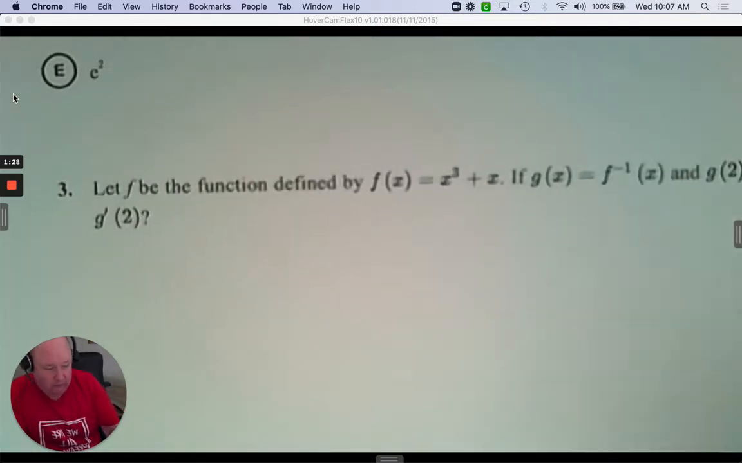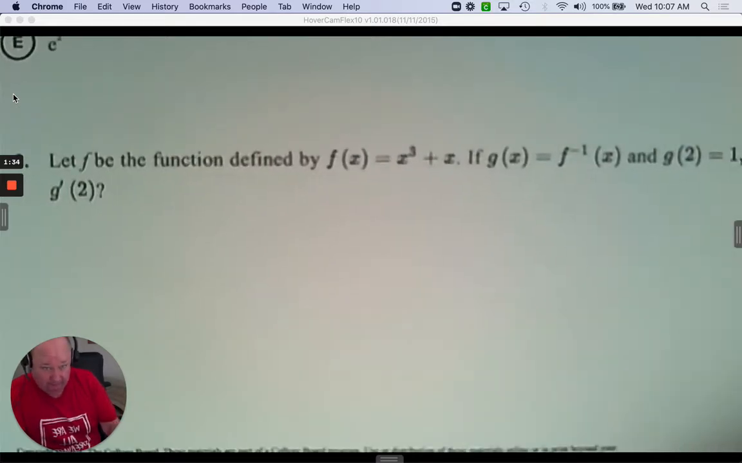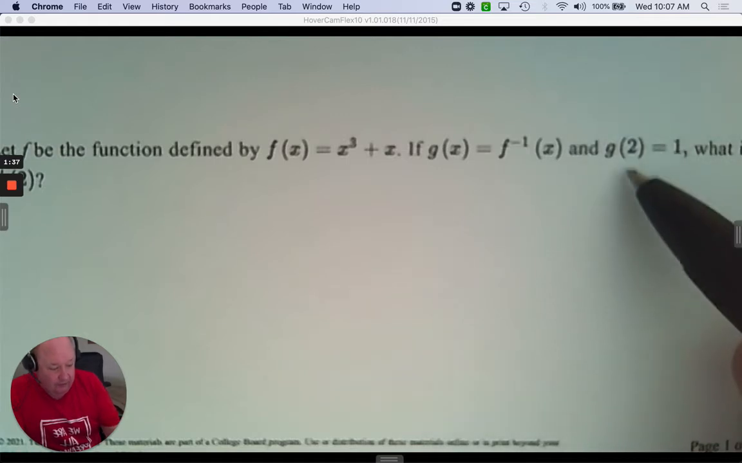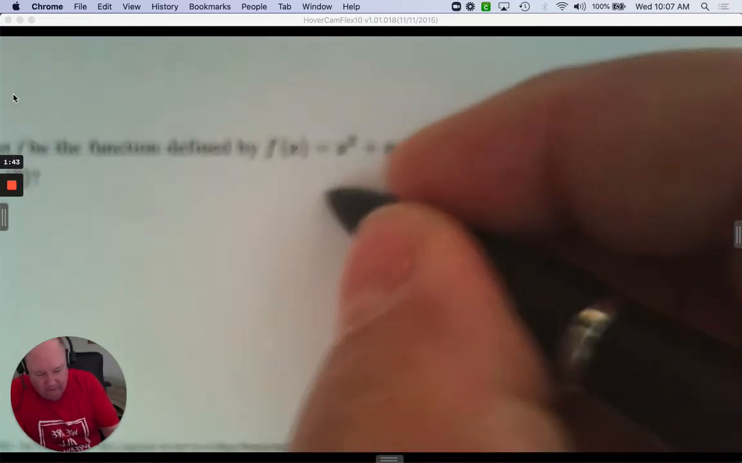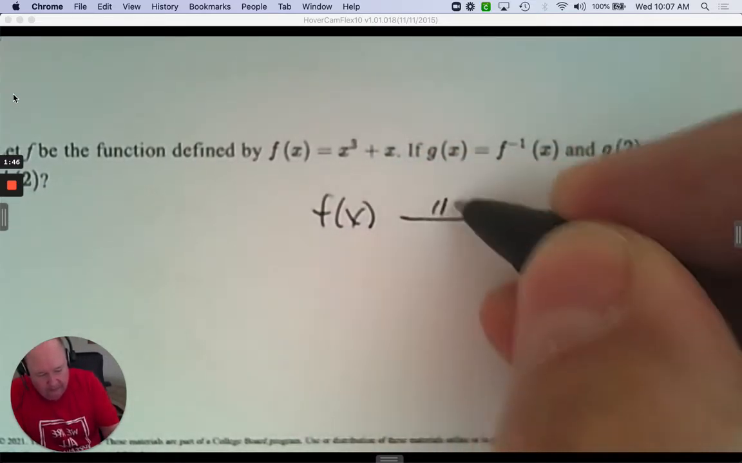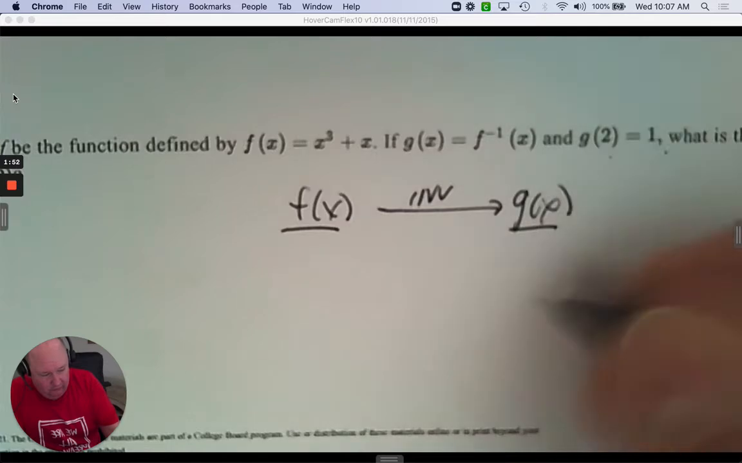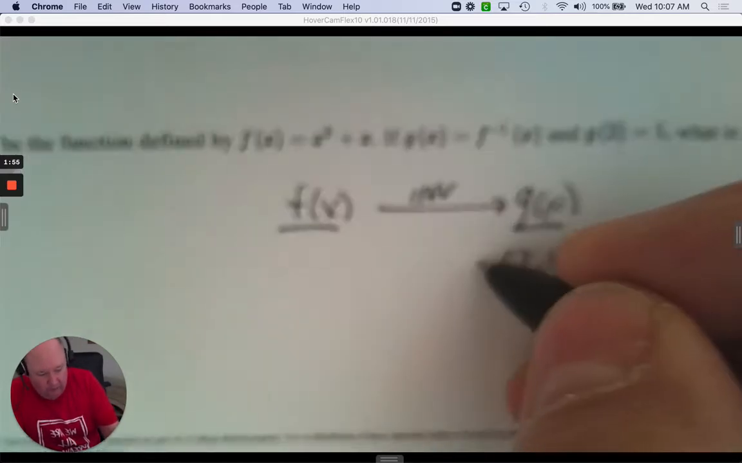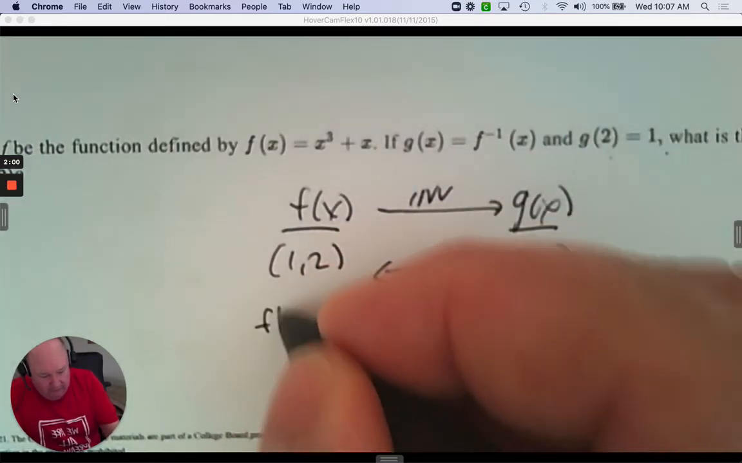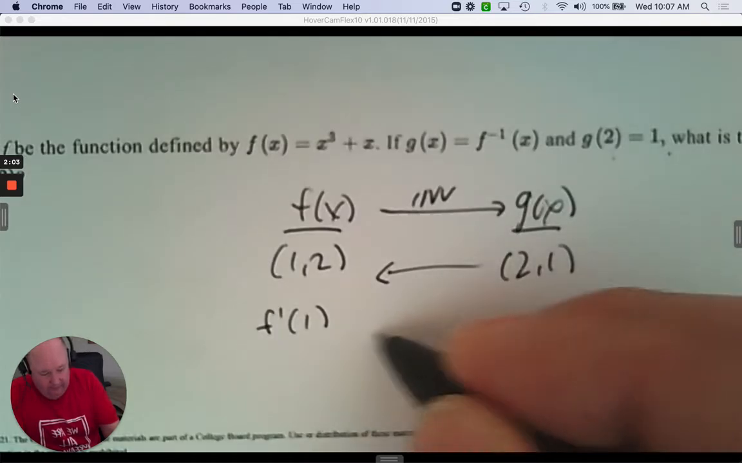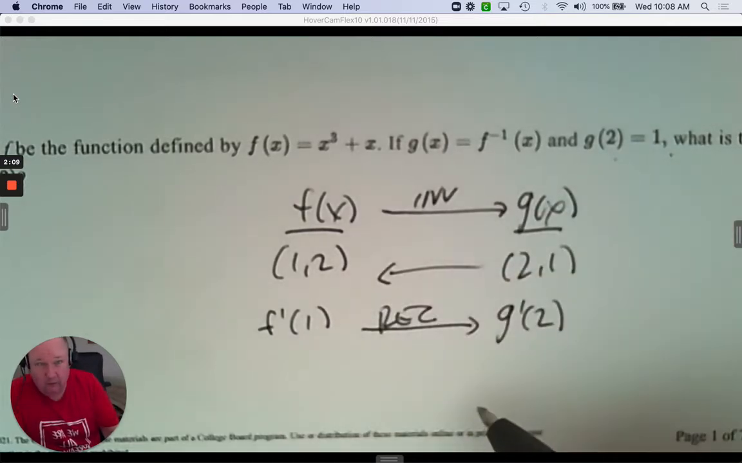Number 3, let f be this function, and let g be f^-1. Remember the symbol -1 means inverse. And then it says, for the inverse, g at 2 equals 1. So I want to organize it just a little bit. f at x and g at x are inverses. On g, you're given the point 2, 1. So if I inverse it, that means on f, the point is 1, 2. If I find the derivative at 1, then the reciprocal of that will be the derivative at 2, right?